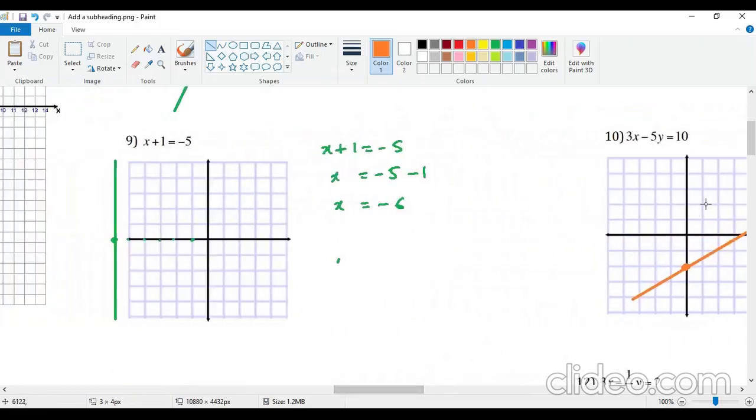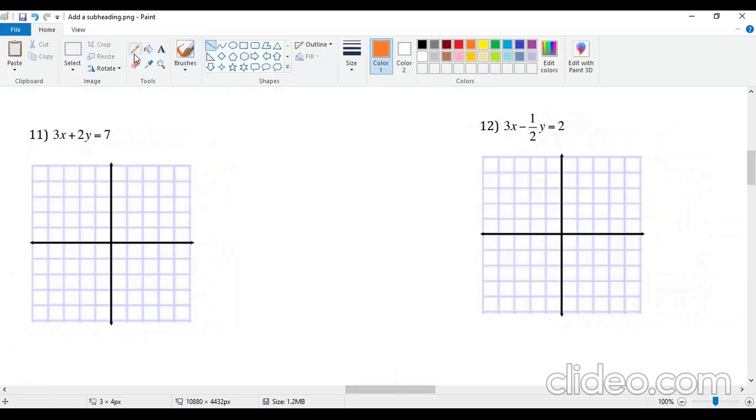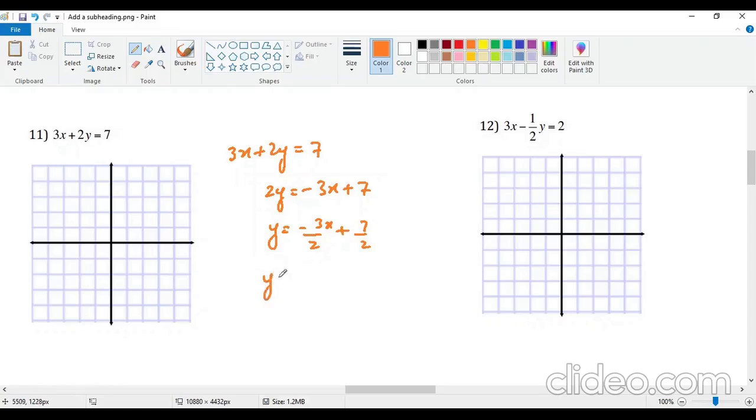Now comes the second last question. If you get a question like this, even if it is fractions or whatever, you should not be getting confused with this. 3x plus 2y equals 7. So y is already positive, so keep y over here, and negative 3x plus 7, so y equals minus 3x over 2 plus 7 over 2. That means your equation is minus 3 over 2x plus 7 divided by 2, which is going to give us 3.5.